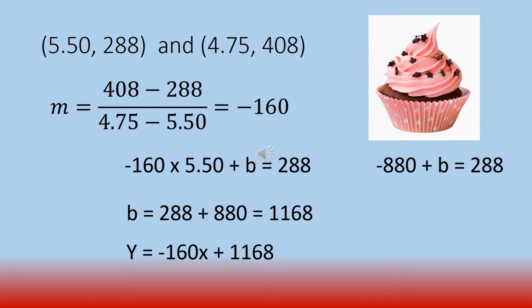Negative 160 times 5.5 then added to b should equal 288 if we're actually finding the equation of the line we're looking for. So negative 160 times 5.5 is equal to negative 880, but then when you're trying to solve for b, to get b by itself, you'll add 880 to cancel the negative 880, and you will end up with b equal to 1,168. So Shamika's demand function is y equals negative 160 times x plus 1,168.